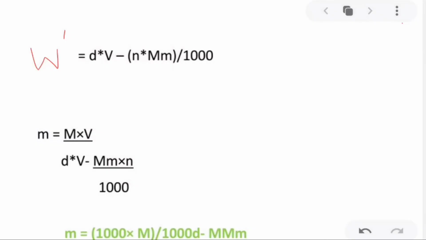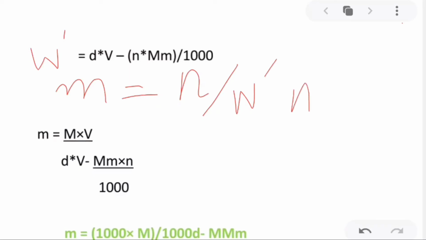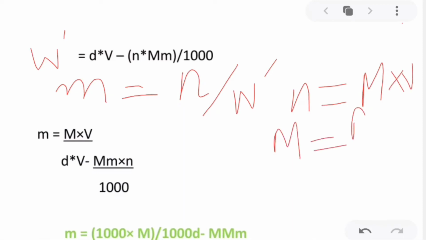Okay. Now what is molality? Molality is equal to number of moles divided by weight of the solvent. Now what is N? N is equal to M into V. How did we get this? We get it from the formula of molarity, which is equal to N divided by V. So when we cross multiply it, we get that N is equal to M into V.